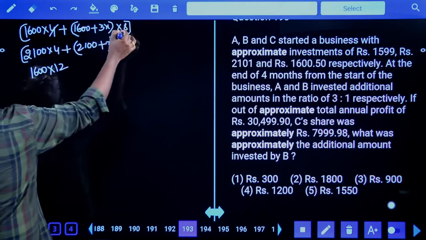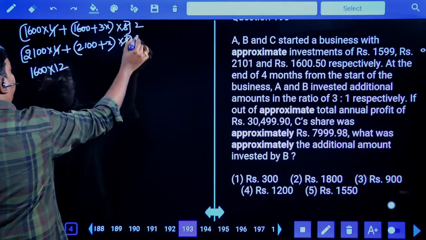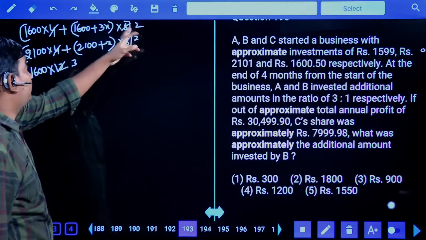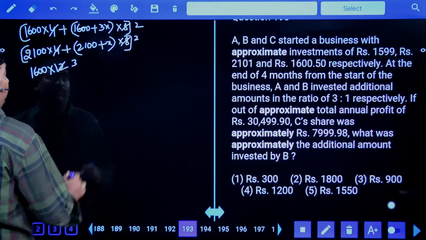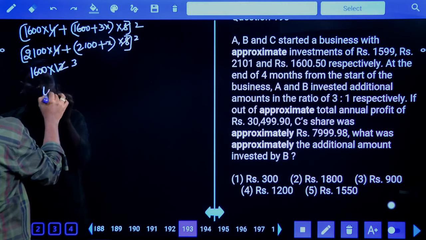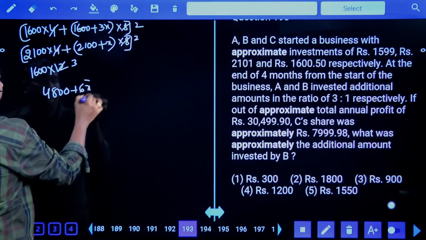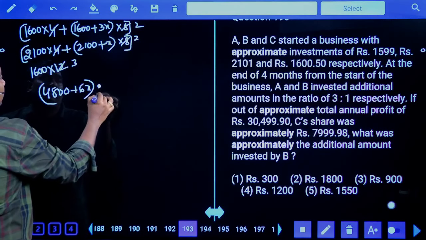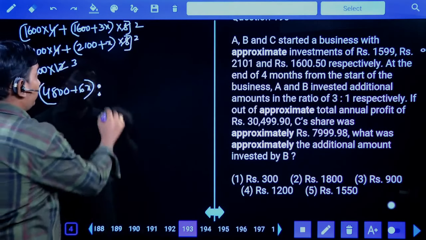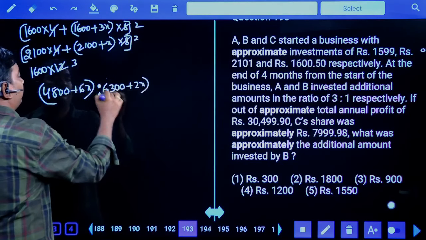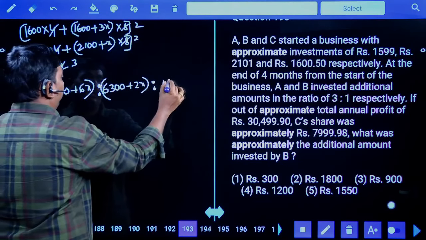4 one time, 4 two times. 1600 plus 2 into 16 means 3200. 1600 plus 3200 means 4800 plus 6x. That is A. 2100 plus 4200, 6300 plus 2x. That is B. And C, 4800.